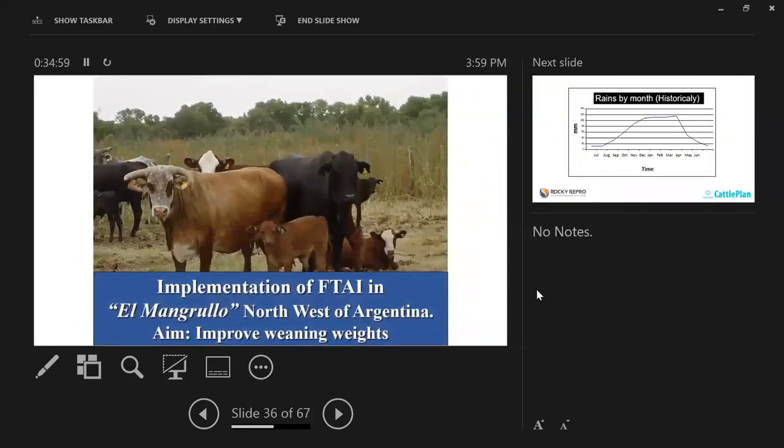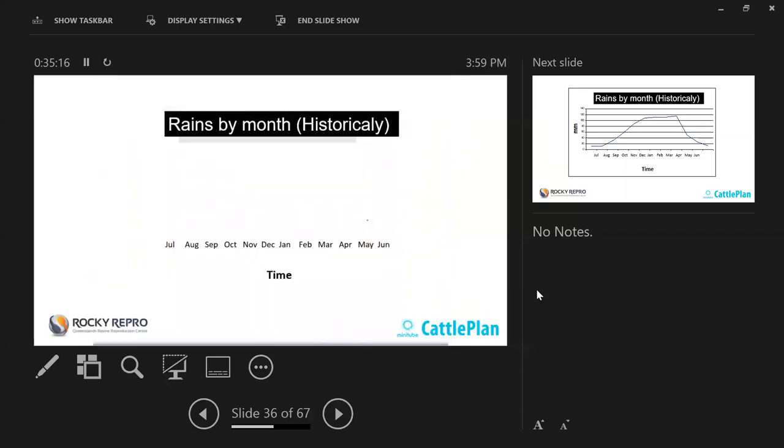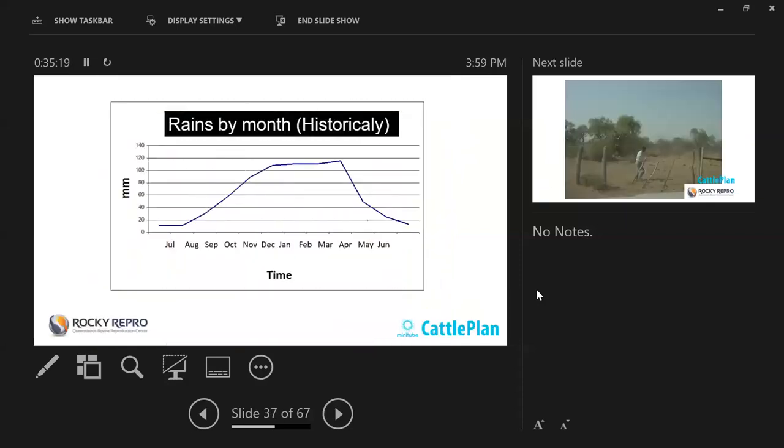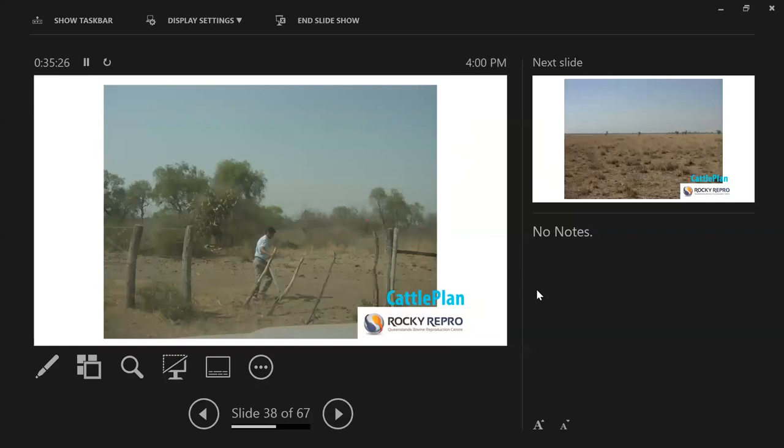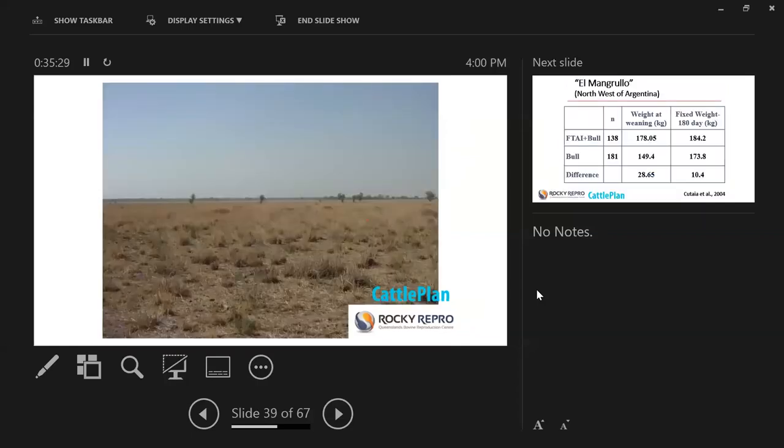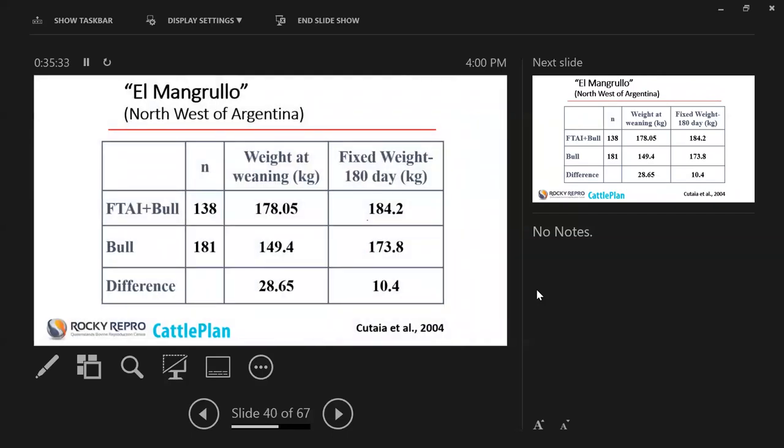This shows you some of the reasons why they utilise fixed time AI. This farm in northwest Argentina, sort of like northwest Gulf country type area, their aim was to improve weaning weight, so they use AI for that reason. This is their rainfall by month, a little bit similar to us. They're quite seasonal, and this is what it looks like in the dry season coming into summer. So it's got that down country look a little bit. And then when it does rain, it's really good country.